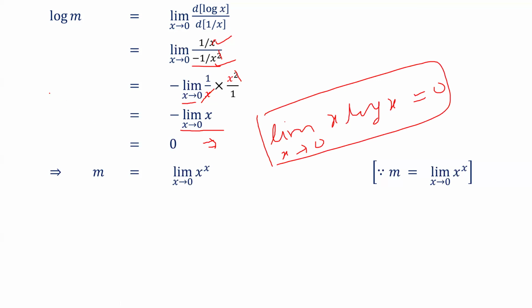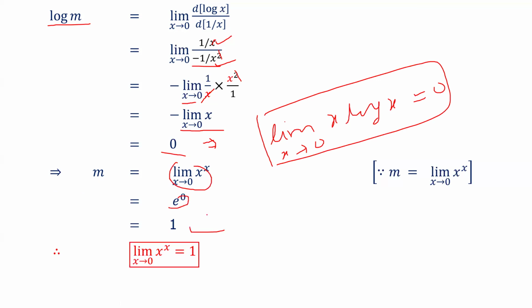Now, since log of m is equal to 0, what is the value of m? We have to take anti-log on both the sides. Since its value is 0, it is e to the power 0, and e to the power 0 is 1. So m, which is the limit of x to the power x when x tends to 0, is nothing but 1.